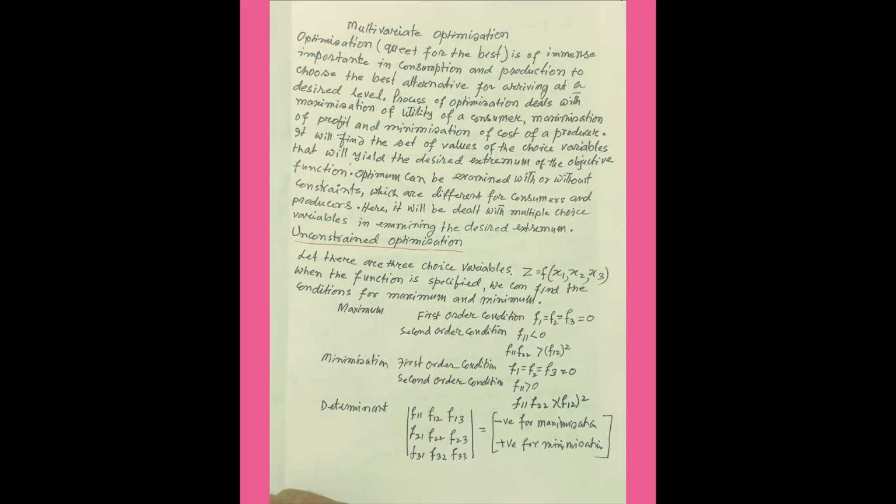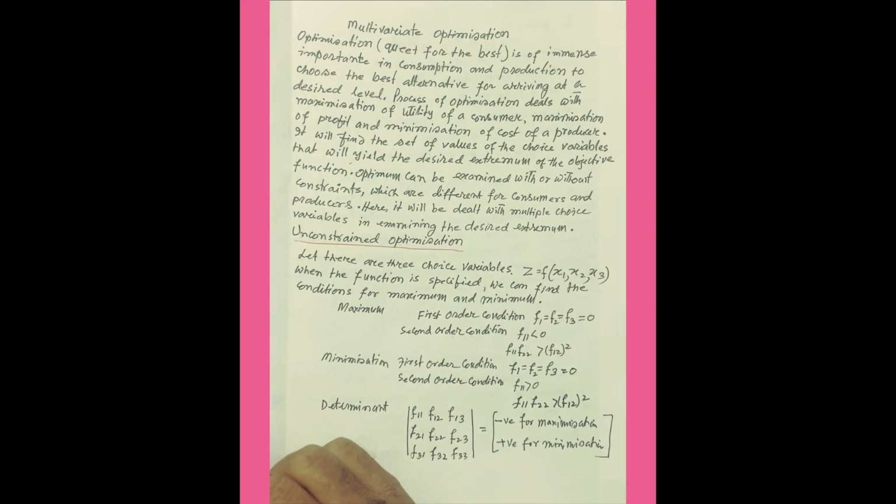Now, the process of optimization deals mainly with maximization of utility of a consumer, or maximization of profit and minimization of cost of a producer, or to increase the yield to maximum level. So it will find the set of values of the choice variable that will yield the desired extremum of the objective function.